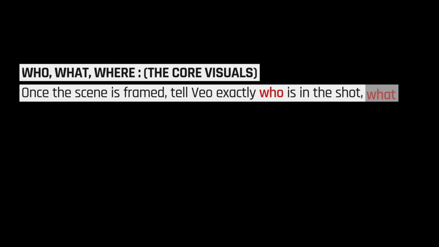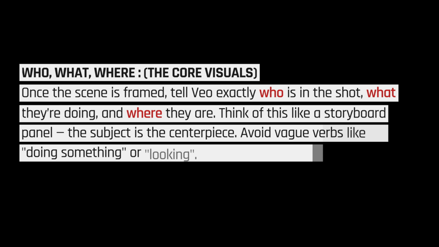Now that you've set a strong cinematic hook, it's time to focus on the core visuals, telling Veo exactly who is in the shot, what they're doing, and where they are. Think of this like a storyboard panel. Your subject should be the clear centerpiece of the scene. Avoid vague verbs like doing something or looking.